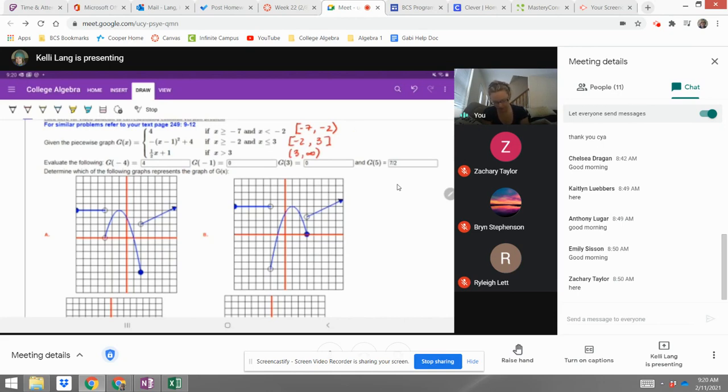This should be solid, not solid. This should be solid. Just looking at the domain, the middle piecewise function should have solid, filled in circles on both ends. So this is already out. So we know A is not the answer. And for the same exact reason, we know B is not the answer.